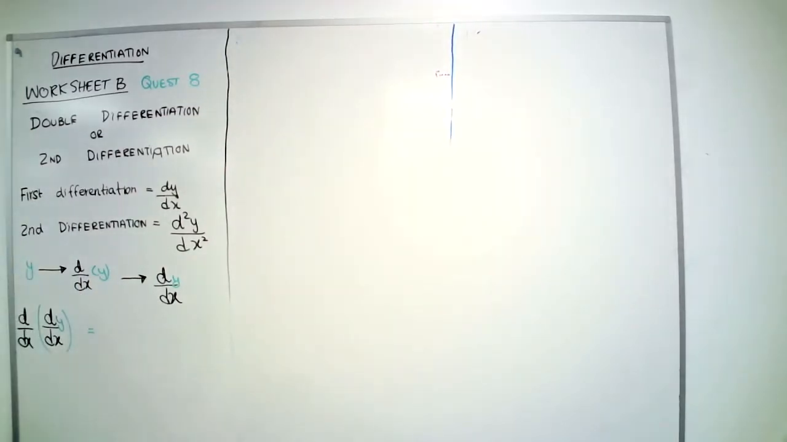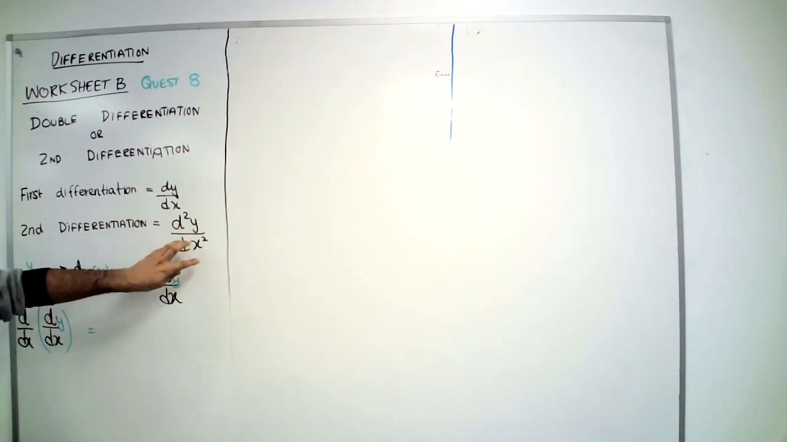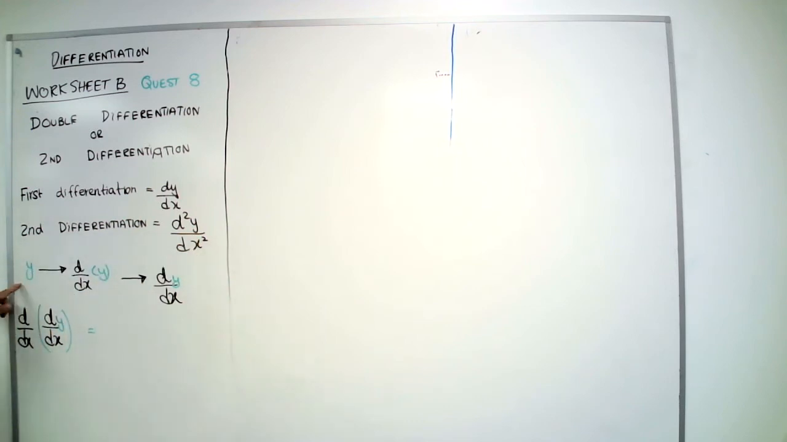Okay, now when we have a look at double differentiation, the first differentiation is always dy over dx. The second differentiation is d squared y over dx squared. This dx squared is on both, but when we write, we put the square only on the x. Let's say we start with the y. When we differentiate, we put the d over dx of the y. It becomes dy over dx. That's the first differentiation.